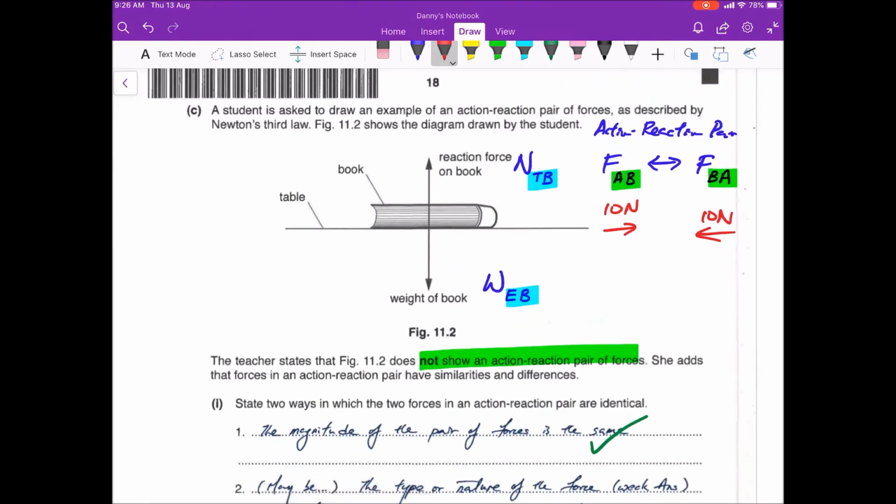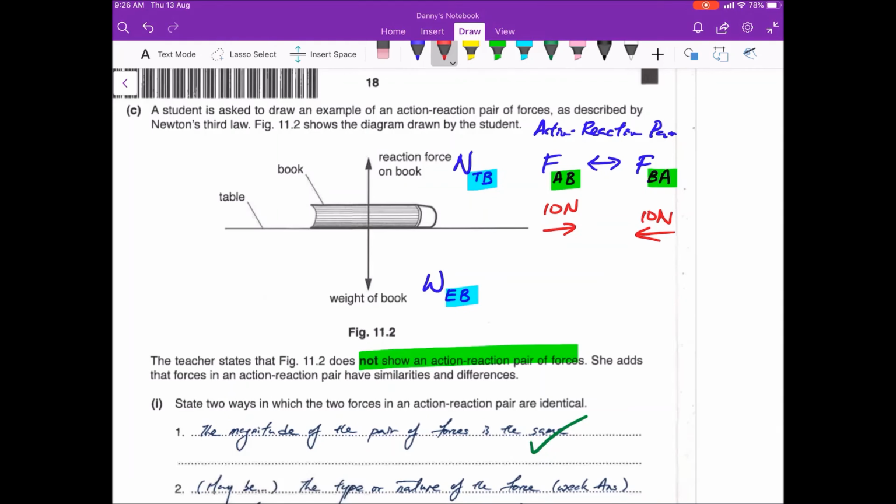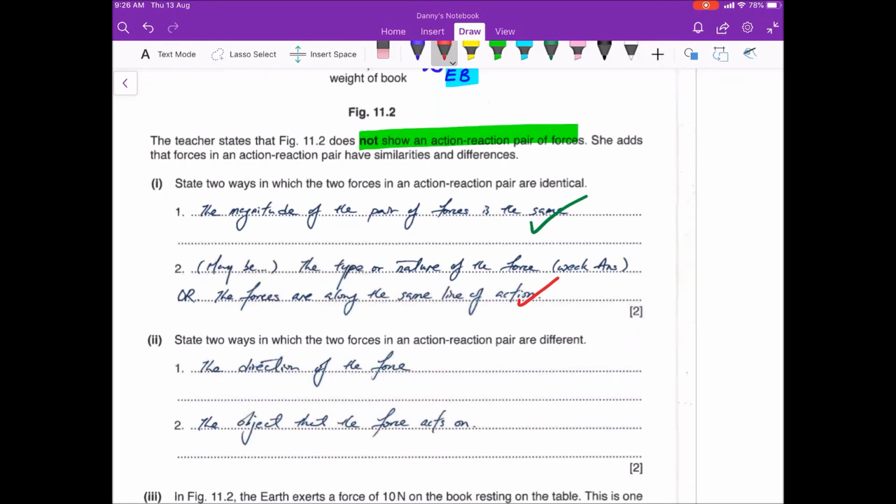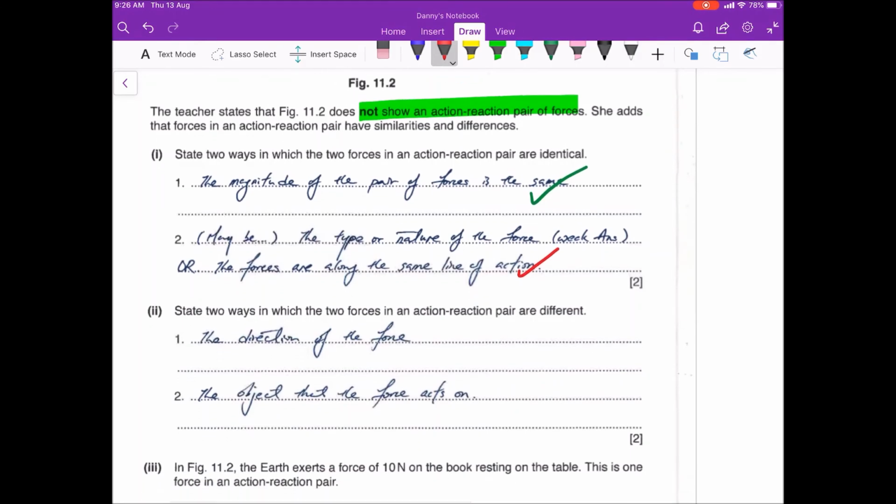What does it mean? Can you see that if my 10 Newton is to the right, my action-reaction pair will be to the left, but they will be along the same line of action, the same dotted line. Okay, so this will be a better answer. This one is a bit weaker, not sure whether they will give it or not. The difference is much easier. Of course, the direction of the force will be exactly opposite.